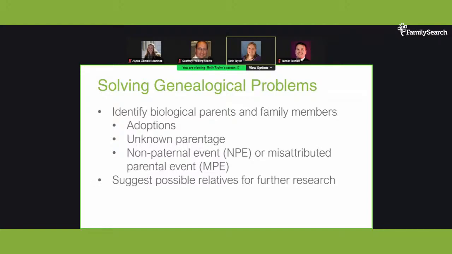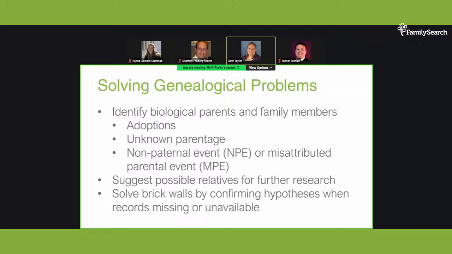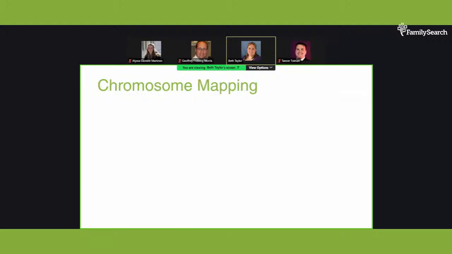DNA might not directly identify the person, but it might give us suggestions for further research. Kind of like what I showed you with my Taylors earlier, DNA is pointing me in a direction. It's pointing to what records I should search next. And then we can also use DNA in an opposite way, where you put all the research together and hypothesize a relationship, then identify descendants of that relative, and do DNA testing to prove or disprove your hypothesis. So you can approach using DNA in several different ways.